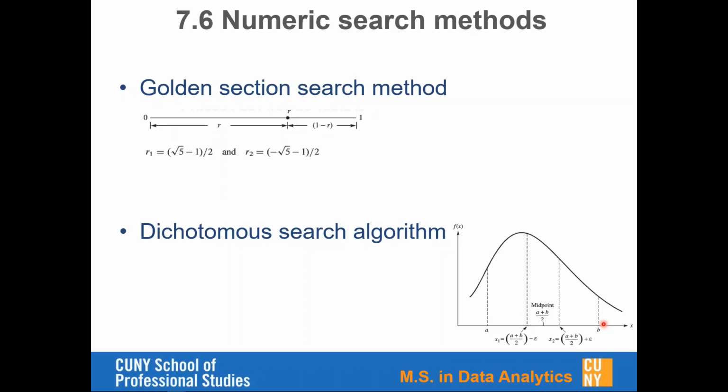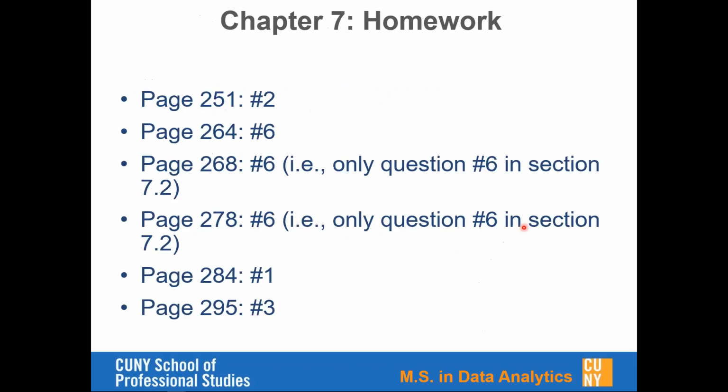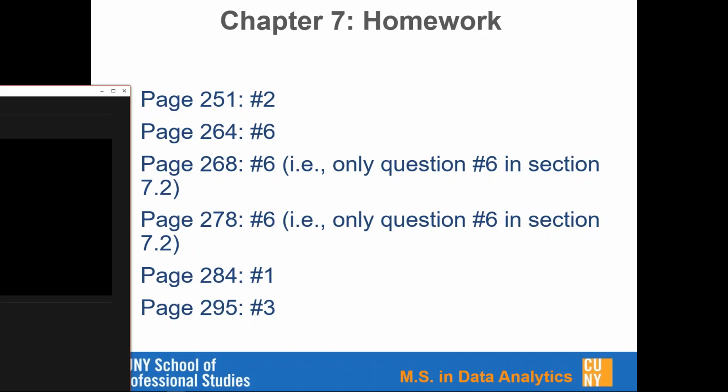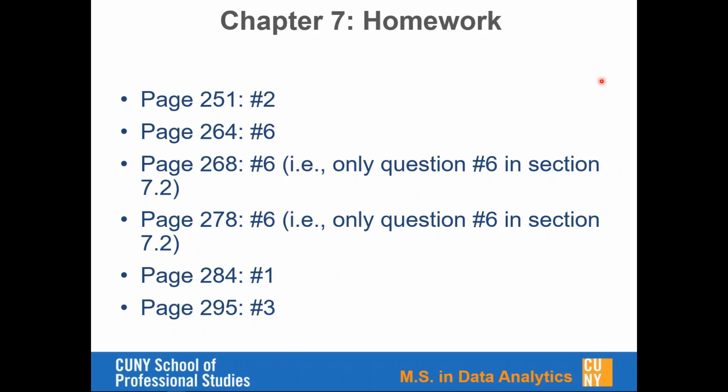And then, of course, the golden section search method is very similar to the dichotomous search algorithm, except that it uses the golden search rule, where the first section follows this form and the second section follows that function form. These are the homework, and again, for the linear program, definitely solve it by hand using the simplex method. So let me quickly go through the simplex method from the textbook.